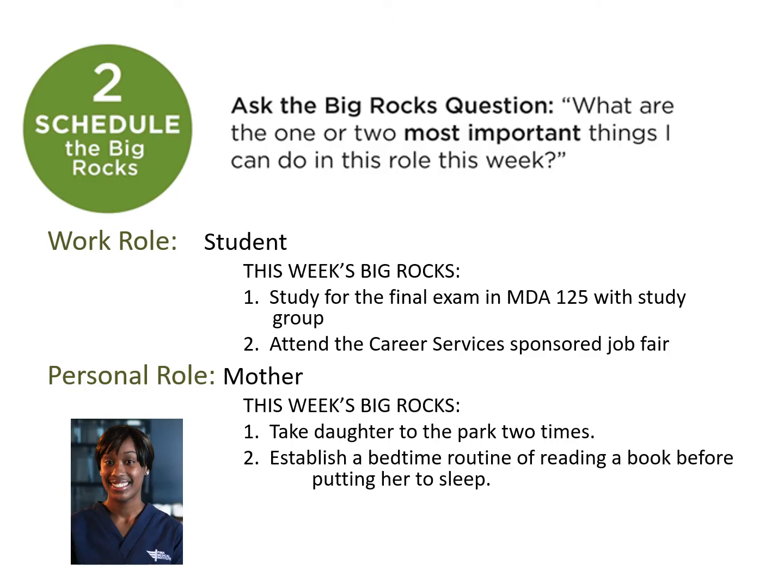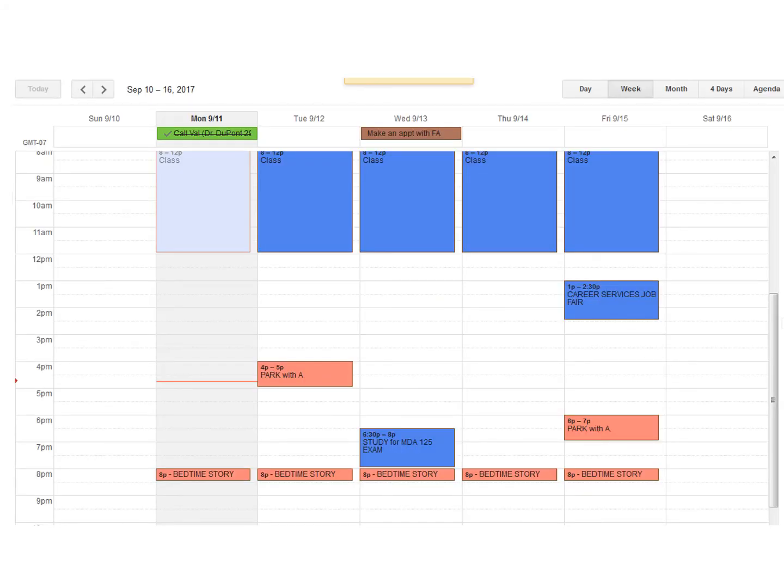So scheduling the big rocks, back to Sasha, studying for her final and the job fair, and in her role as a mother, taking her daughter to the park, and that bedtime routine with reading, if you recall that from a previous lecture. So here she is in her Google Calendar. There's her classes. So this is the thing you can't get away from. You're stuck with me for a certain period of time. And there is her big rock of career services. And here is her big rock as a mother, the park. And the park, it didn't show up very well, but there they are. And then the last big rock was, of course, to study for her exam.